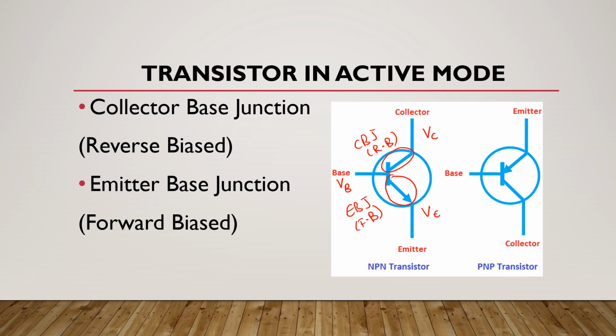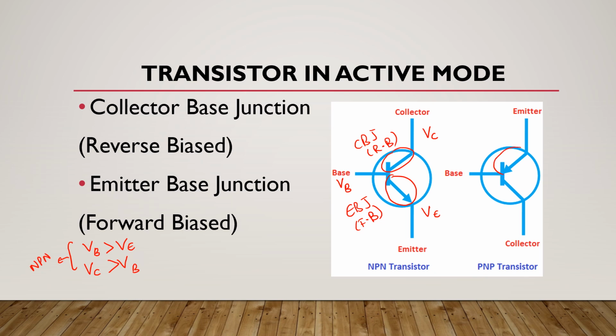Now if you look at this figure, then in active mode, this VB is greater than VE, and this VC is greater than VB in case of an NPN transistor. Okay. Now look at this PNP transistor.